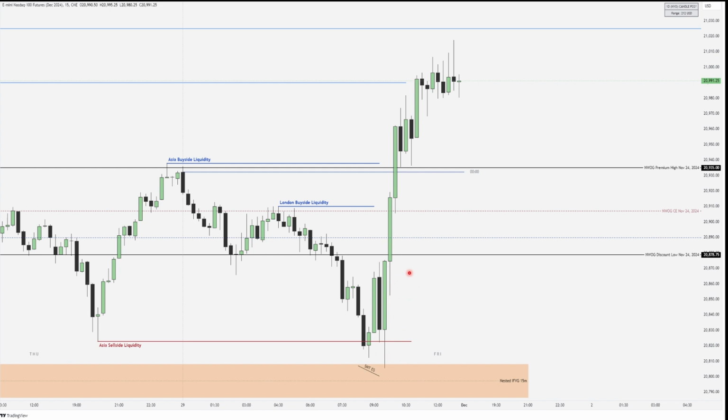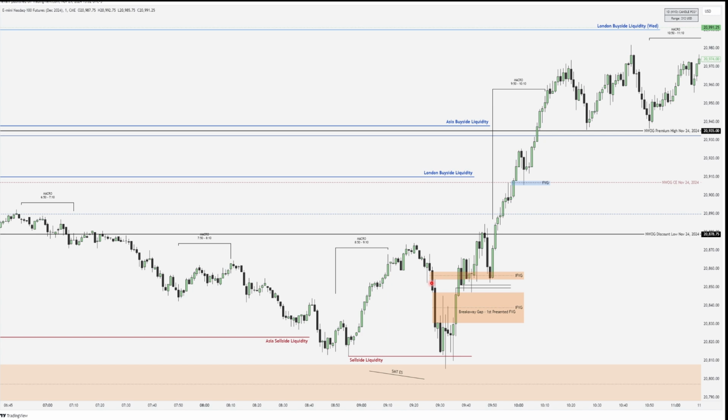But this is actually perhaps even nicer. But let's see. So we have here that 1 minute market maker buy model. Sell side gets taken, SMT with ES.